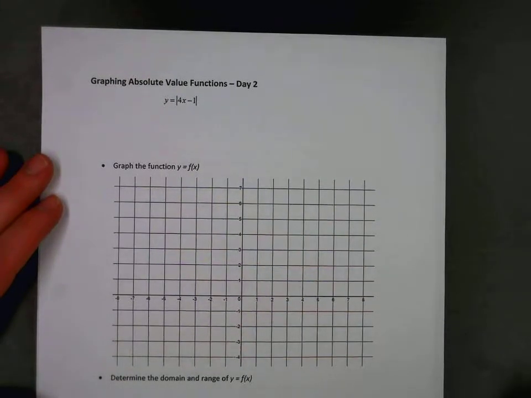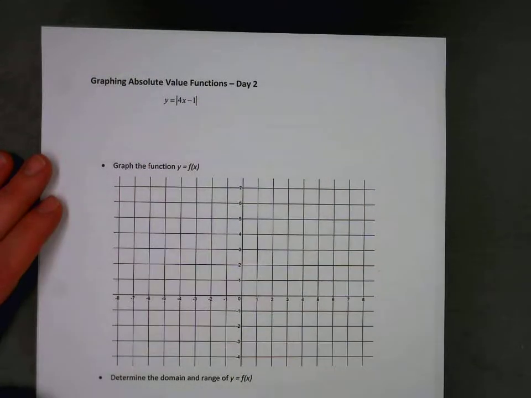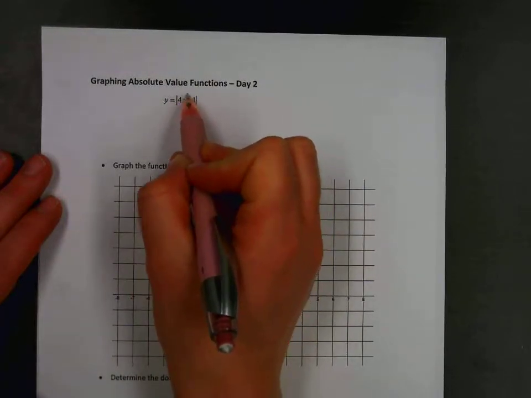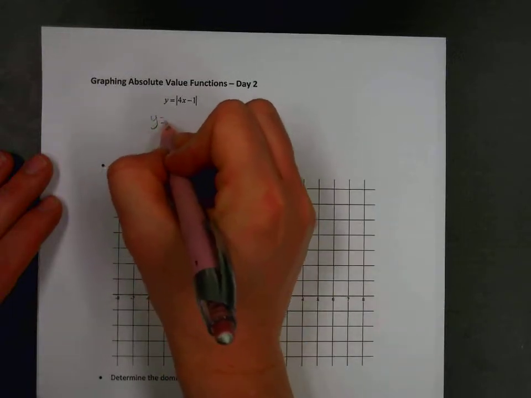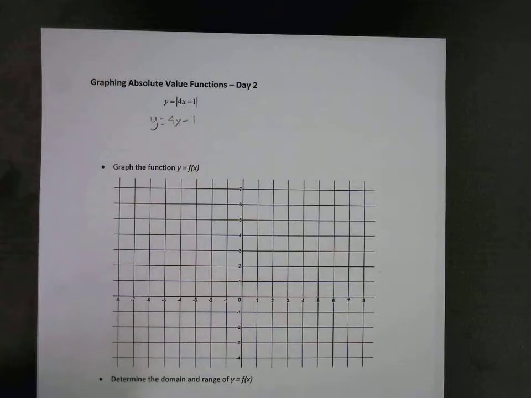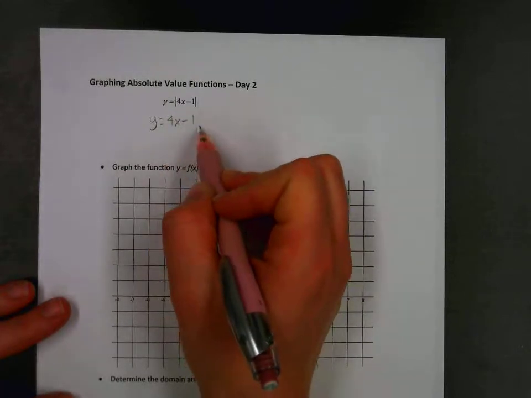Graphing the absolute value functions. So if I'm given the function y equals the absolute value of 4x minus 1, what we want to consider is graphing just the expression inside the absolute value function, which is y equals 4x minus 1. So when I graph this, I am going to think about this as a linear function.